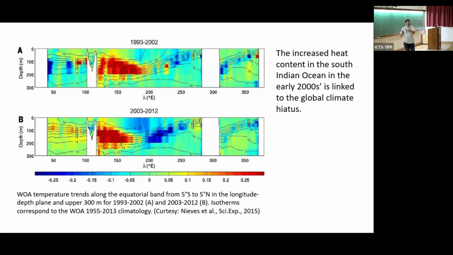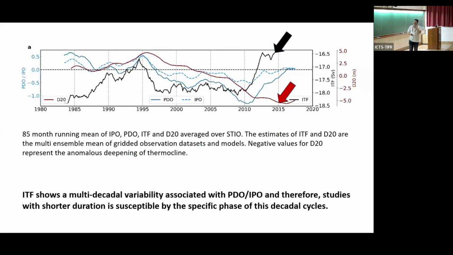The theory that I just mentioned is that the ITF became very strong, or strengthened, during that period due to the negative phase of the PDO, and that led to the pushing of extra heat into the Indian Ocean. That is what we talk about with the global climate hiatus and so on. But there is a twist after 2010. So let's look at this black curve here. This black curve is representing the ITF.